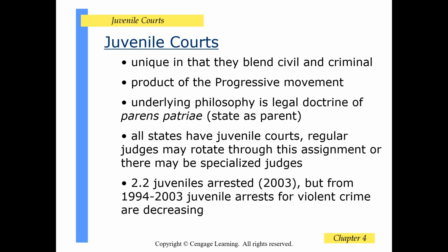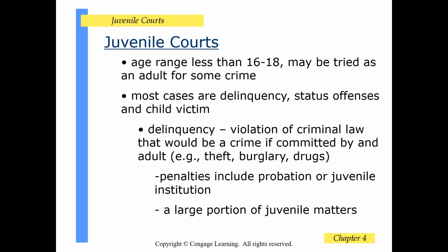Another kind of lower court is a juvenile court. It's unique in that it blends civil and criminal matters, and it's a product of the progressive movement as well. The underlying philosophy of juvenile courts is the legal doctrine of parens patriae, or the state as parent. All states have juvenile courts. Regular judges may rotate through them on assignment. Typically, those juveniles who are subject to the juvenile court range in age from 16 to 18 and may be tried as adults for some other crimes.